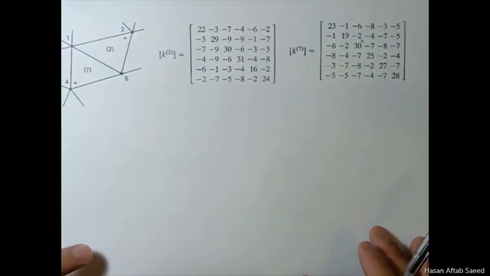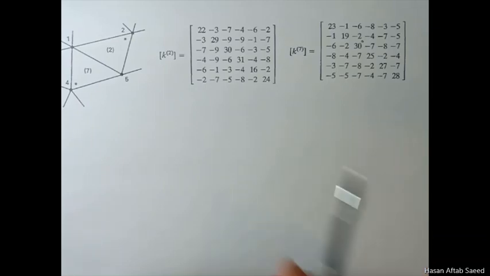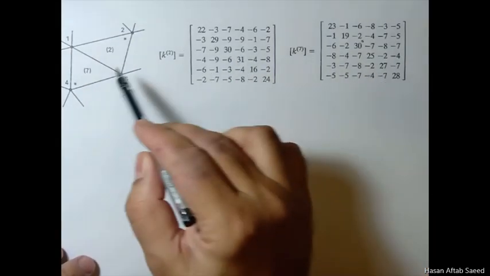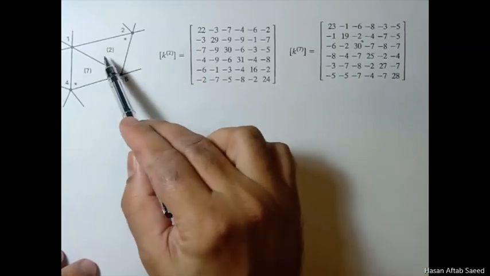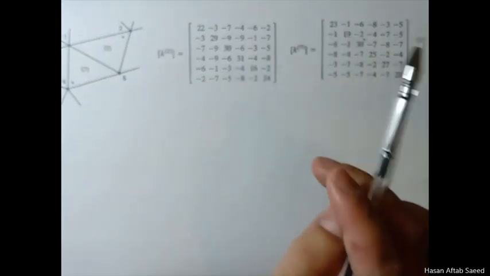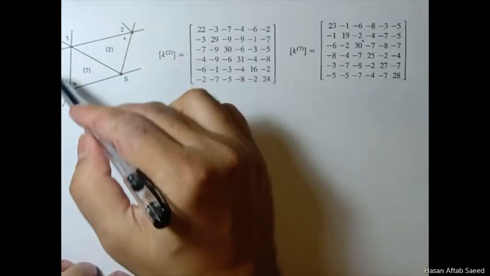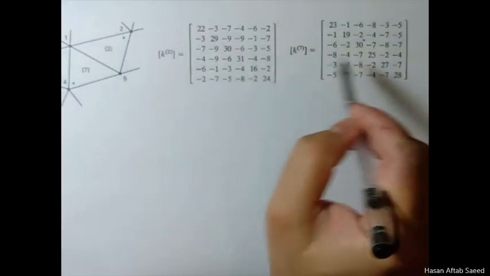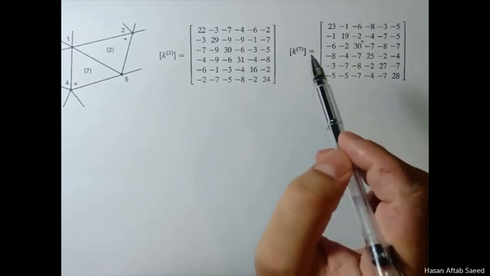These two matrices are for element 2 and element 7 respectively, and these are elemental matrices. Now we want to assemble these two in the global matrix, and obviously there should be other matrices as well, but we'll just illustrate using two.